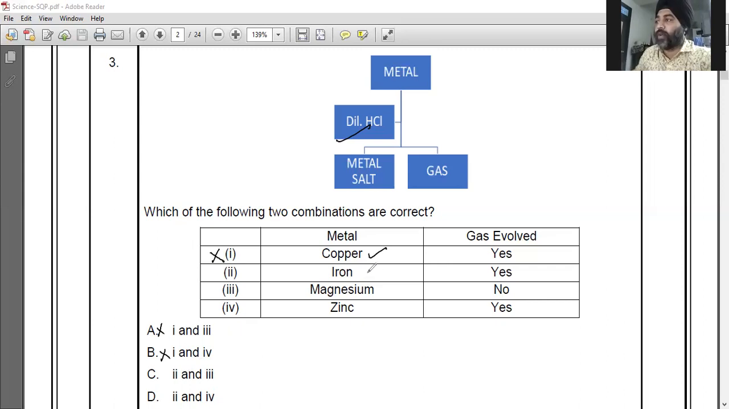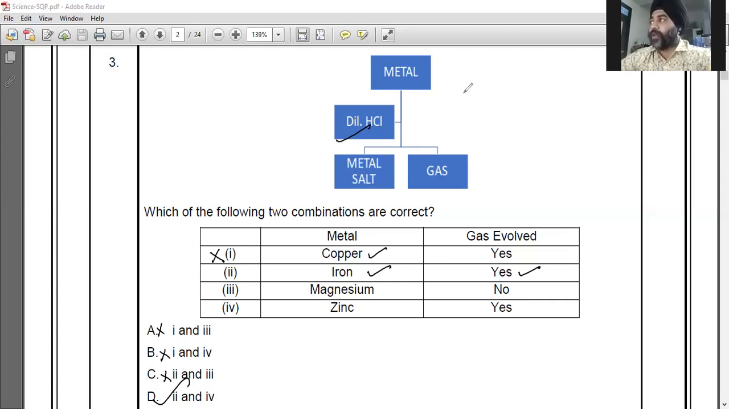Now, when we talk about iron, yes, iron when reacting with HCl will produce hydrogen gas. In the case of magnesium, it is written no. But magnesium is also a reactive metal, so it will produce hydrogen gas. It means wherever it is third, that is also incorrect. So now the only option left is second and fourth. So this option is correct.